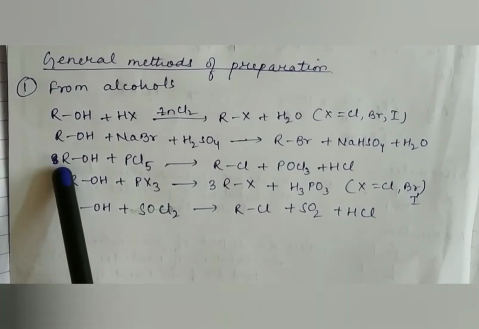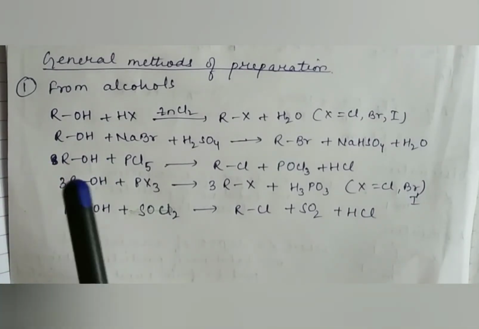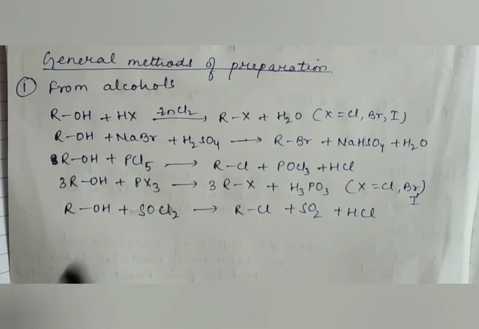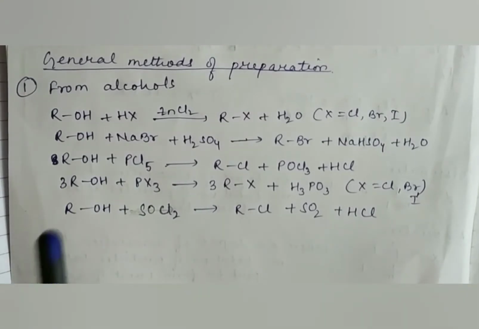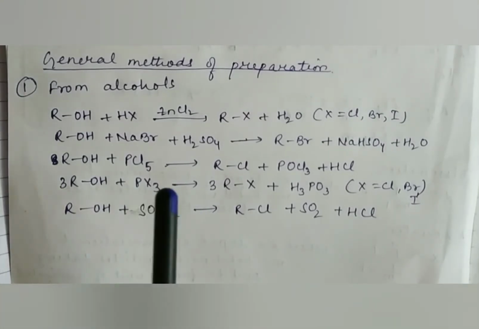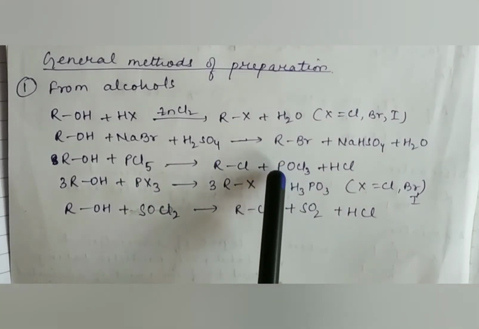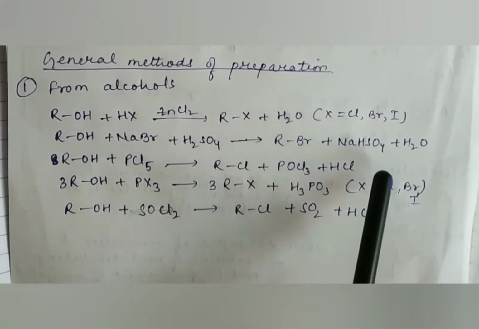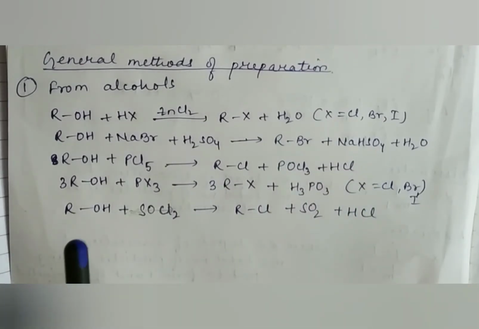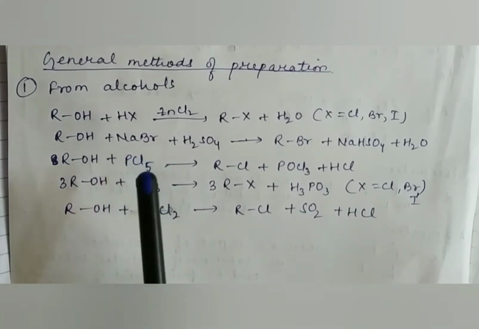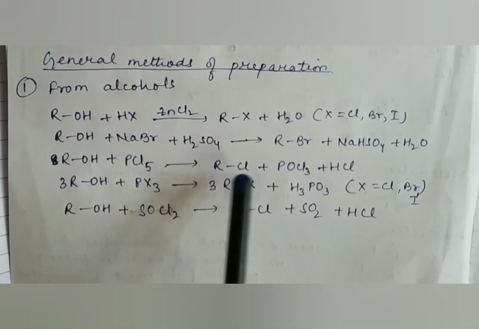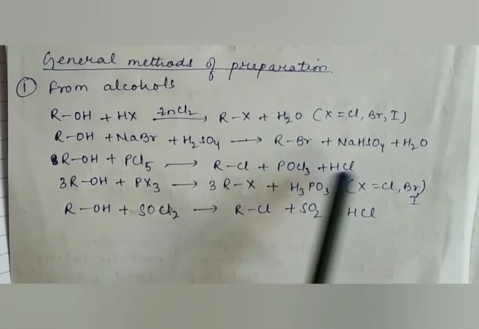Third one is ROH. When alcohol is treated with PCl5, we get chloroalkane along with the production of POCl3 and HCl. So suppose again the starting alcohol was methanol, then on treatment with PCl5, we get chloromethane along with these byproducts.